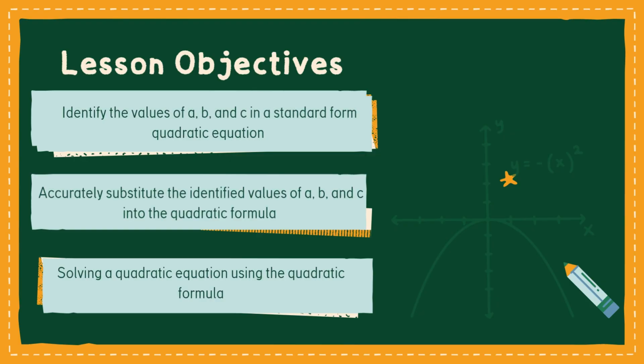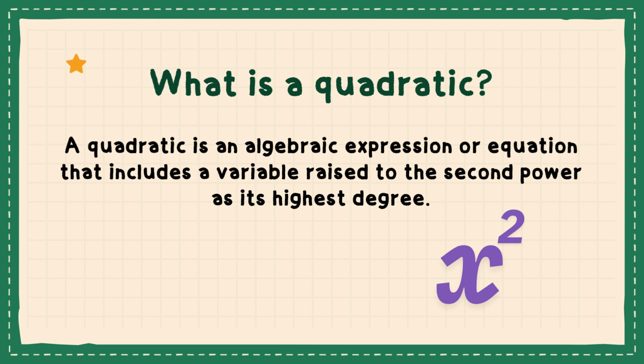So here are our lesson objectives. 1. The students will be able to identify the values of A, B, and C in a standard form quadratic equation. 2. Accurately substitute the identified values of A, B, and C into the quadratic formula. 3. Solve a quadratic equation using the quadratic formula.